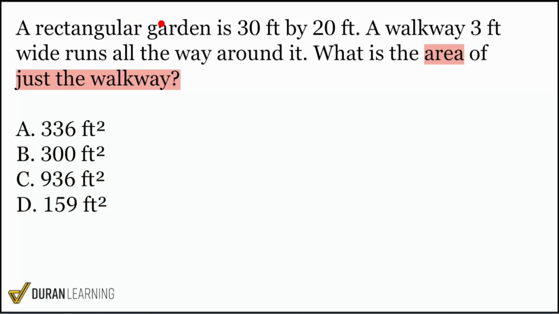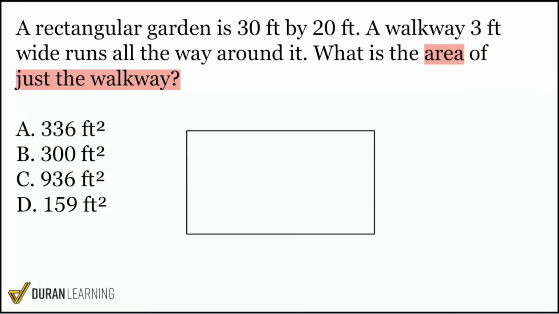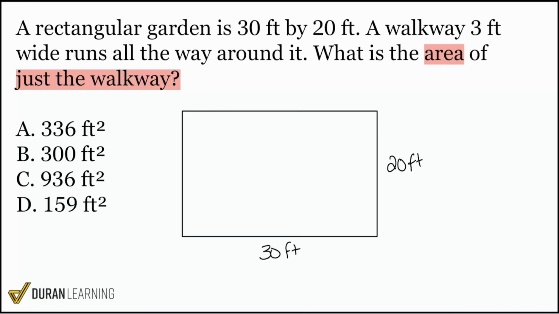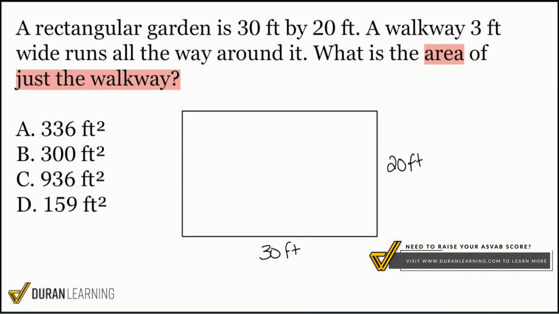A rectangular garden is 30 feet by 20 feet. Again, don't worry about the numbers. Just draw the rectangular garden. You're good. Rectangular garden. All right. There we go. And now it says 30 feet over here, 20 feet over there. Thank God for technology because I can't draw a rectangle to save my life.